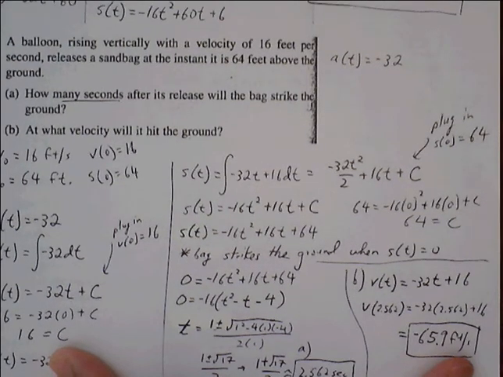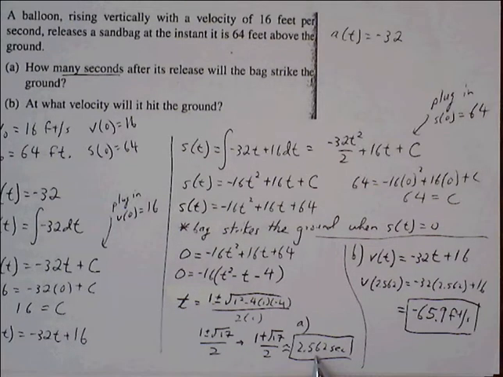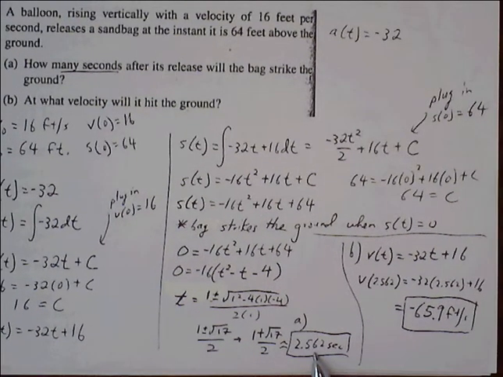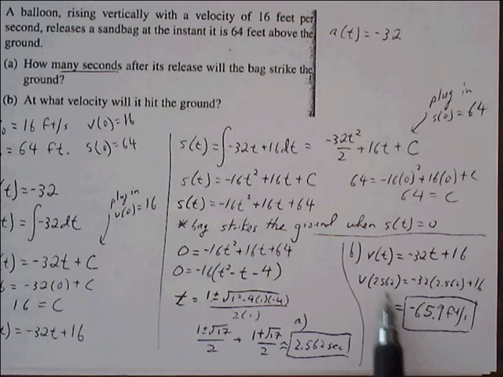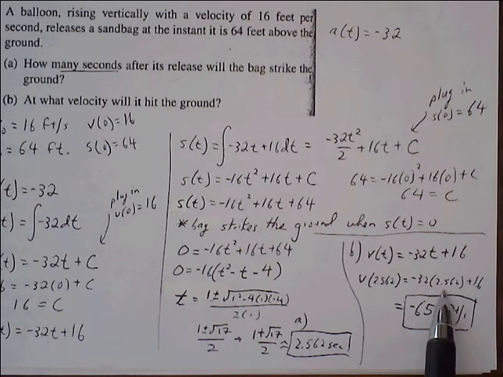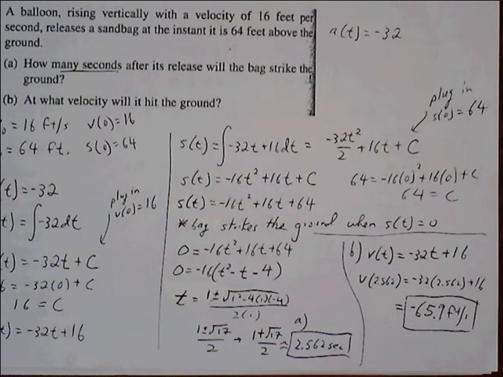Part B, at what velocity will it hit the ground? We know that it's going to take this amount of time to hit the ground, so if I take this value and put it into the velocity function, I know that I can find the exact velocity. So if I plug 2.562 into t of the velocity equation, I get down to negative 65.9 feet per second.